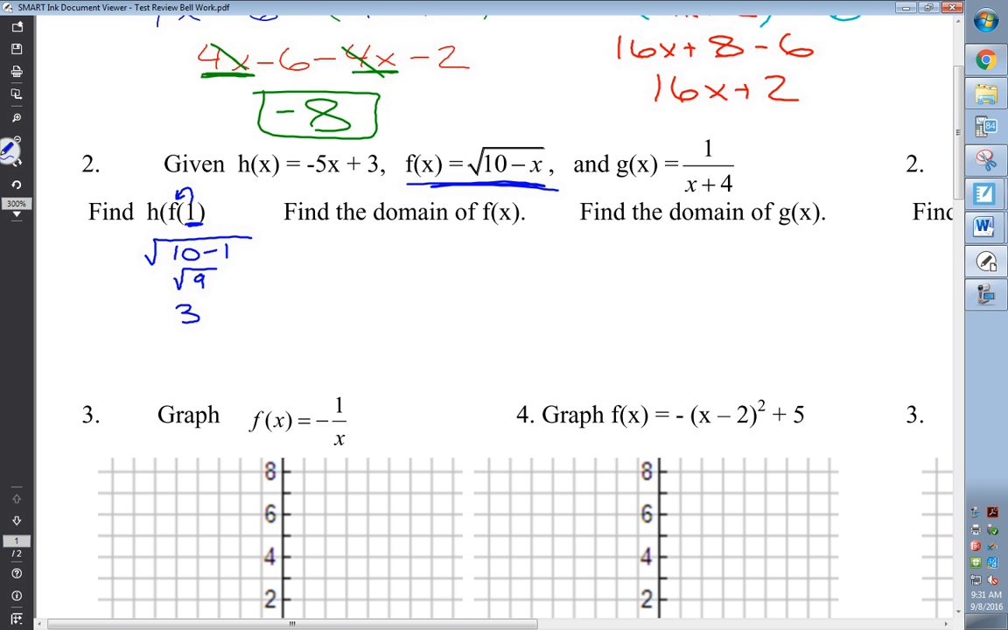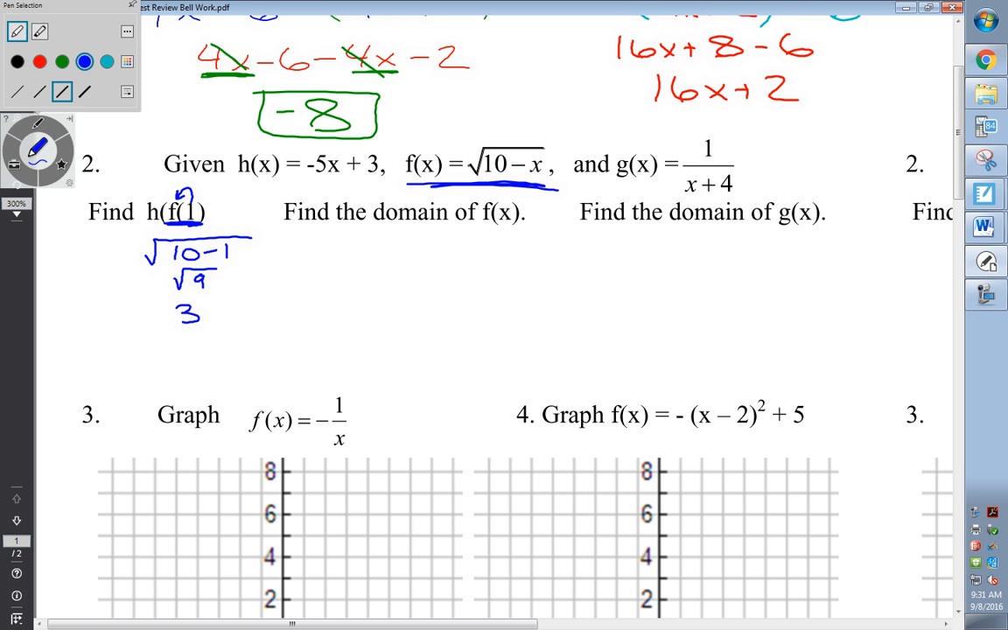Once he gets that 3, Alex, what are we going to do with that 3? Into h. Good. He got this 3 for this problem. He's then taking that answer and plugging it in to h. So now he's finding h of 3. So that is negative 5 plus 3. He's plugging in right here. Okay, negative 5 times 3 plus 3. That's negative 15 plus 3, which is negative 12.